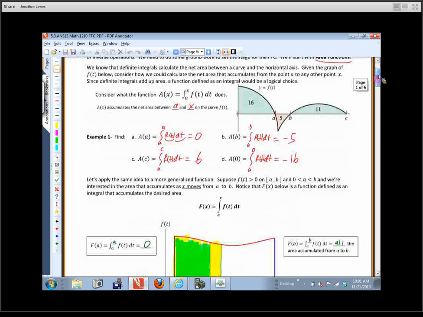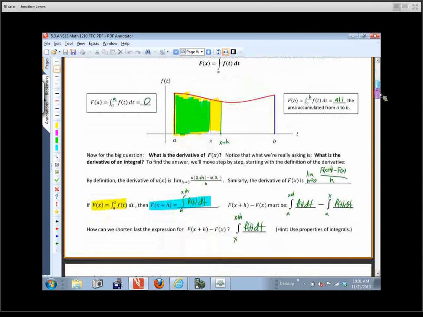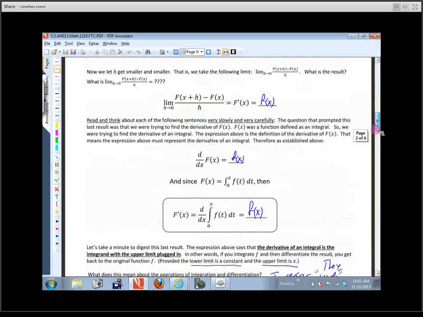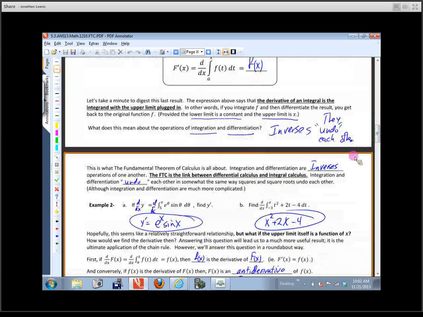So we started off by talking about area functions and developing that idea, using a definite integral to accumulate area. Then we took this generic function big F of x, found the derivative of that, and found that the derivative of big F of x was little f of x. So whatever function created the shape in the first place, if you found the derivative of the accumulated area, you end up right back at the original function, which means that integrating and differentiating are inverses of each other.